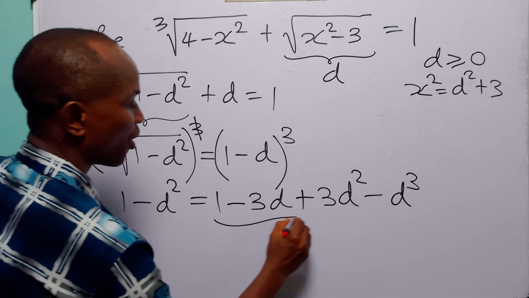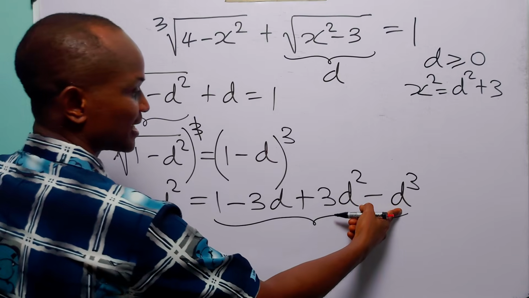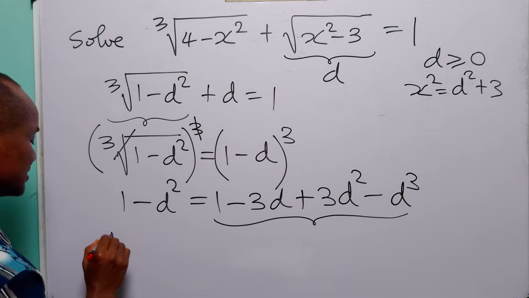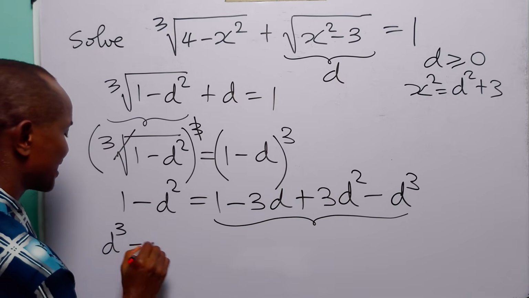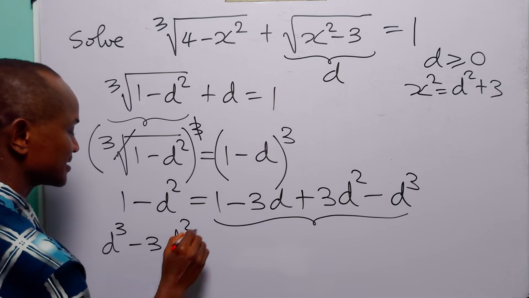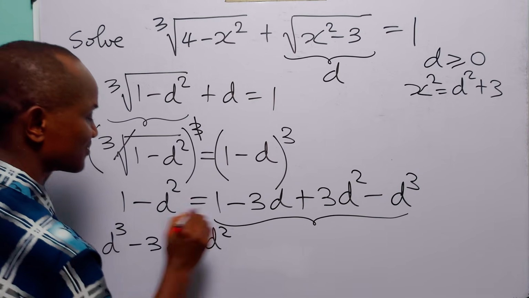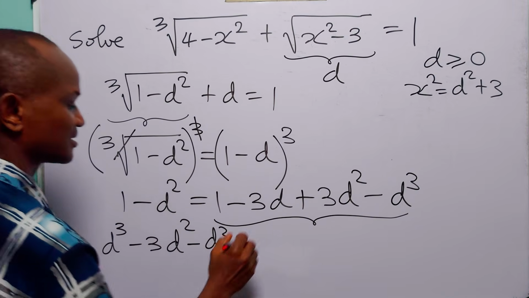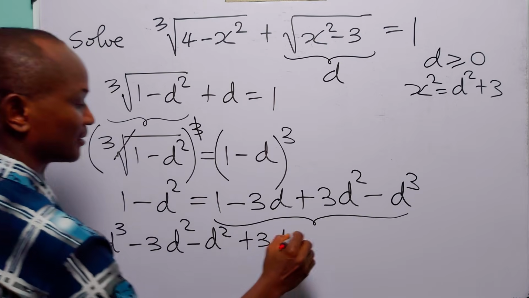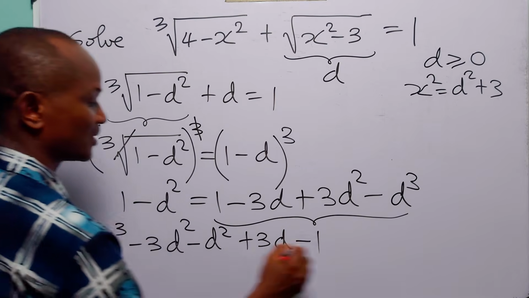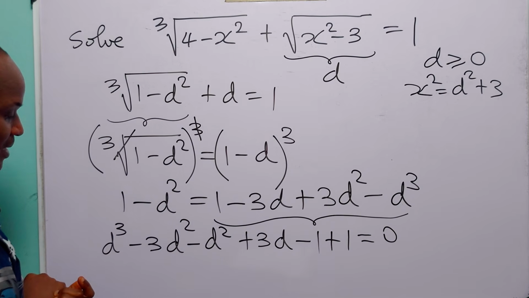Now let us move all these terms on the right hand side over to the left hand side. We start with this. So we have d cubed. We come to this. We have minus 3d squared. And then we add this. That is minus d squared. Then we have this. It becomes plus 3d. Then we have 1. It becomes minus 1. And we have plus 1. And this is equal to 0.